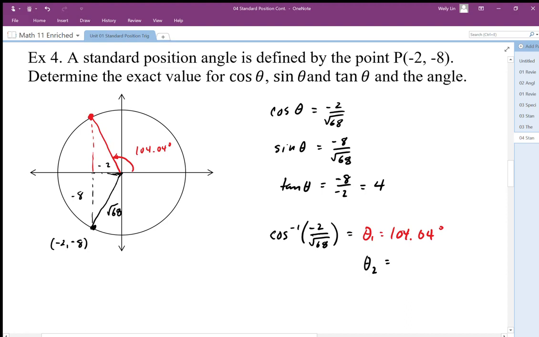But here, using that, I'm just going to subtract theta 1 from 360 degrees. Okay, and I'm going to get an angle in standard position. The positive version of this is going to be 360 minus theta 1. I'm going to end up with 255.96 degrees. And that is in the right quadrant.